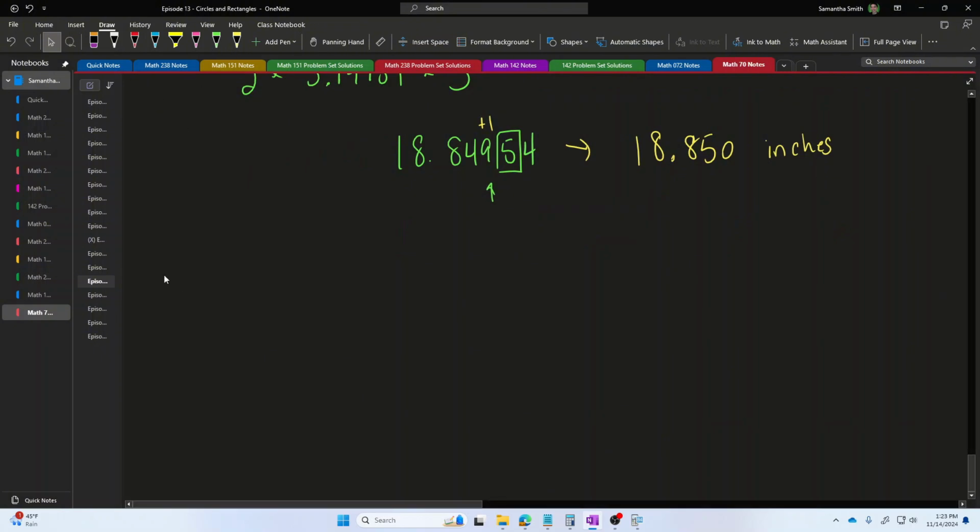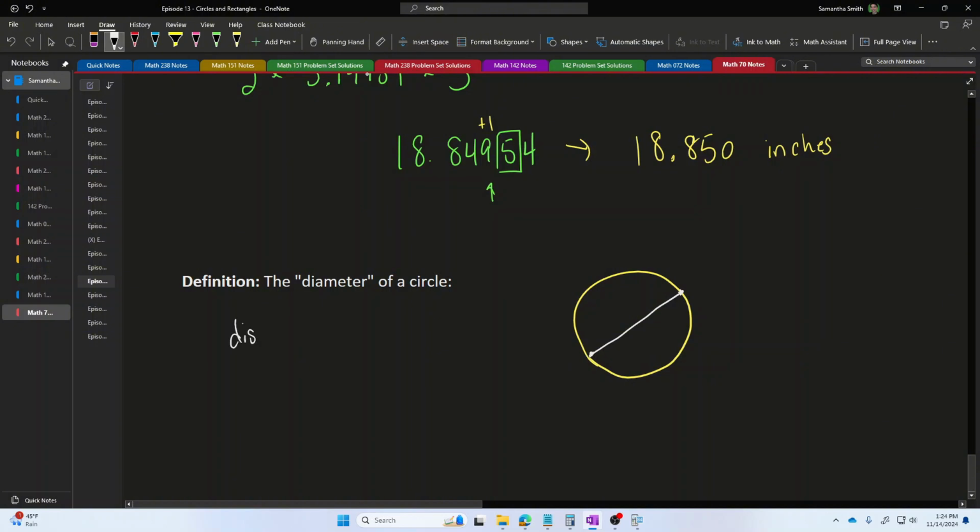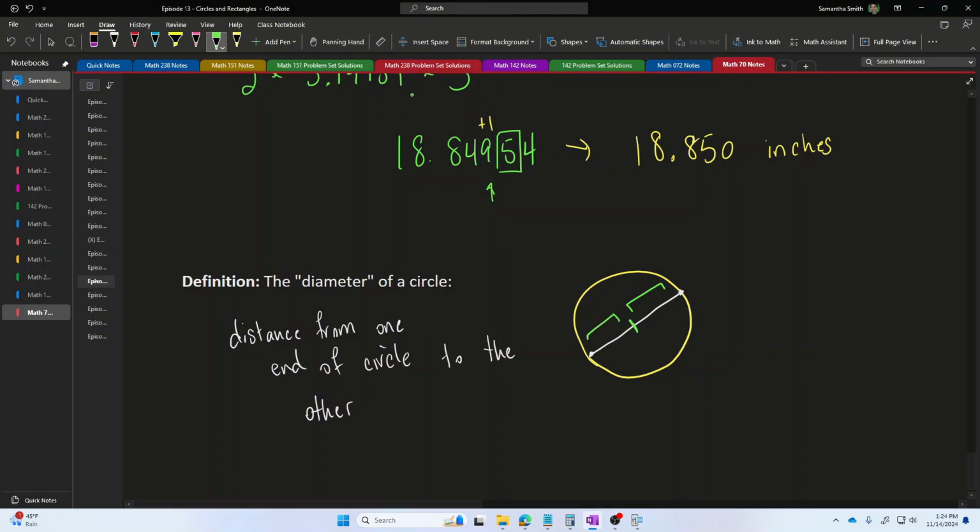Now, just as a final note, in some circle problems, you may be given information about the circle's diameter. If you're given information about a circle's diameter, that diameter is just the distance all the way across the circle. In other words, the diameter is just 2 copies of the radius put together.